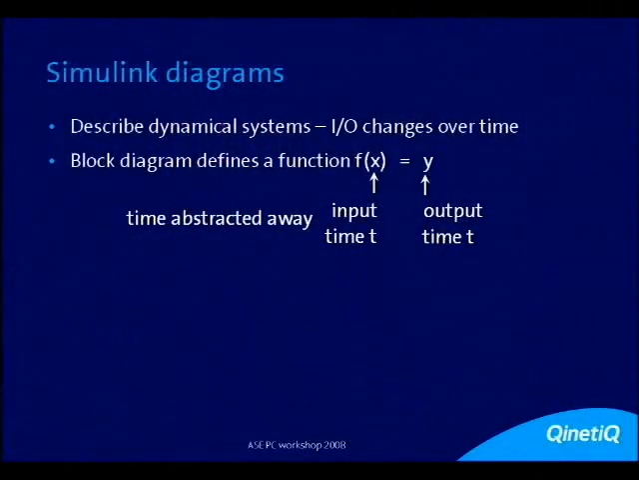Simulink diagrams, as I say, describe dynamical systems. They have block diagrams which define a function, f. So the input to the function varies over time, as does the output. But we abstract time away, so we're looking at logical correctness. And continuous sampling is the means of providing the input into the control system.